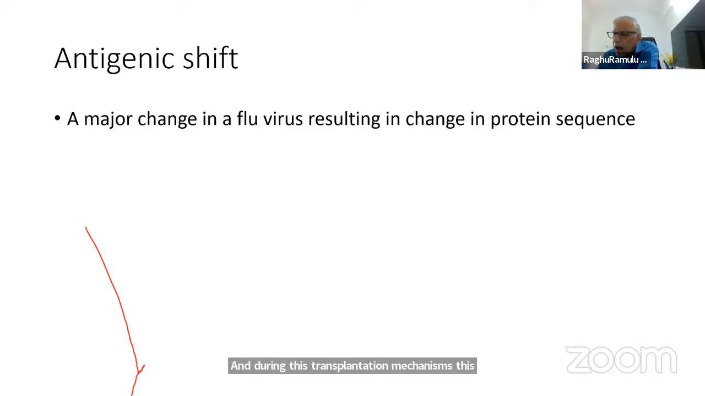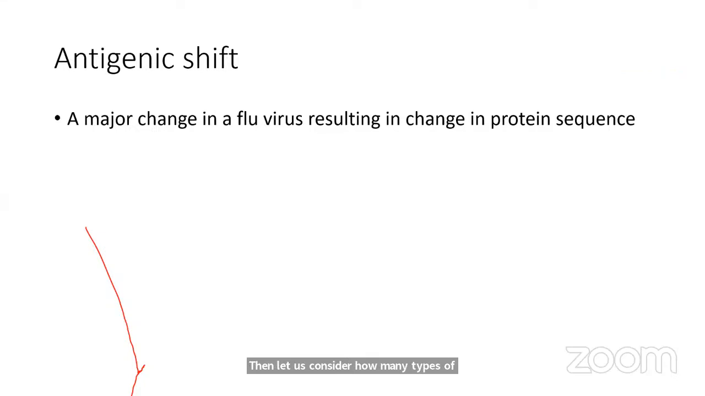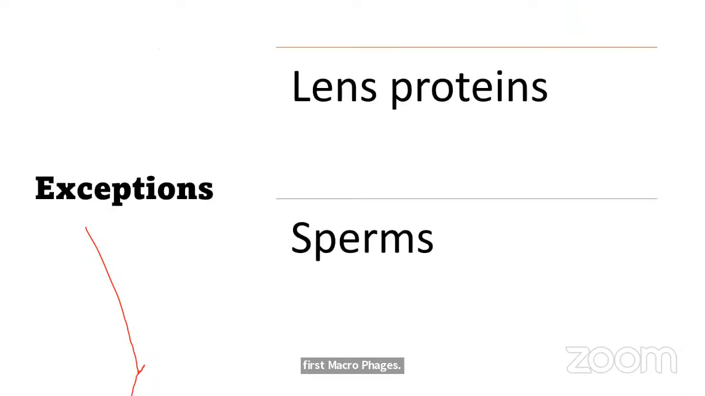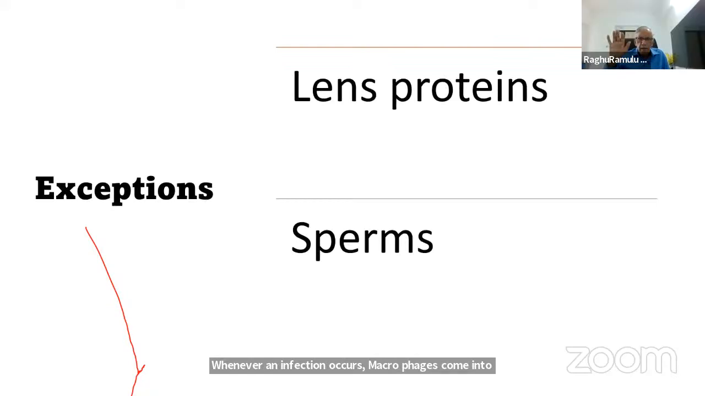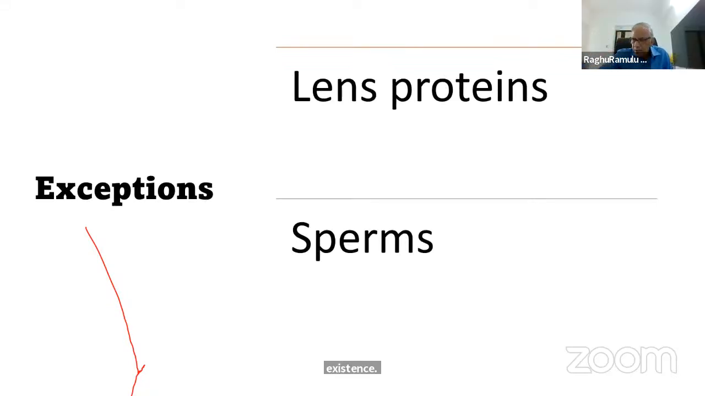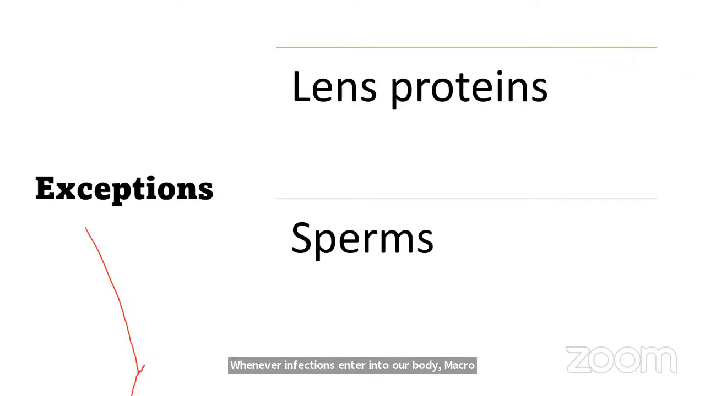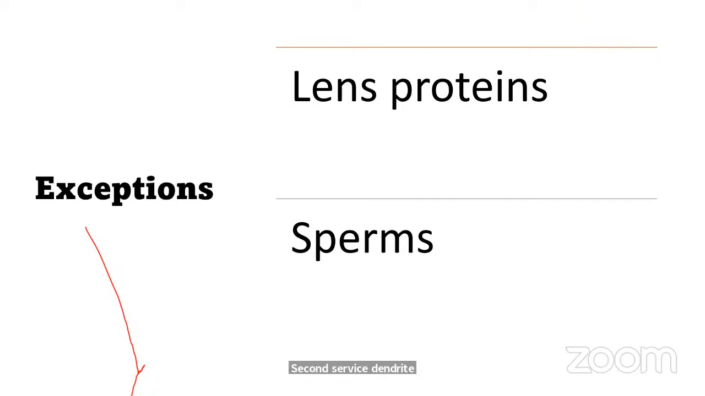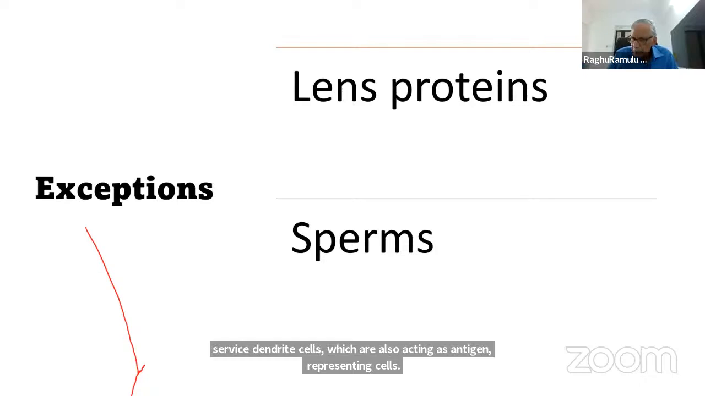Then let us consider how many types of cells are there in our body which act as antigen presenting cells. Number one, macrophages. Whenever an infection occurs, macrophages come into existence, and they play a key role in trying to lyse and create an environment. Second, dendritic cells, which also act as antigen presenting cells. Third, B cells, which act as antigen presenting cells.